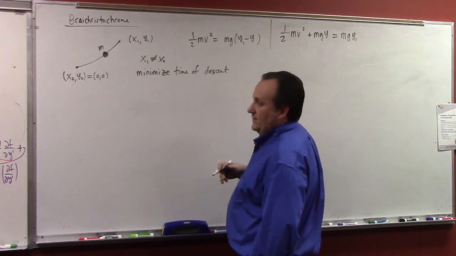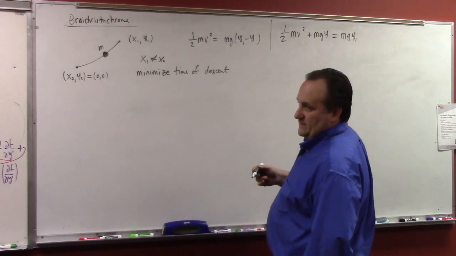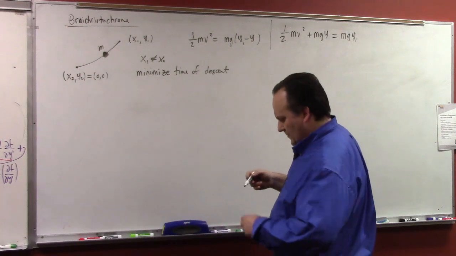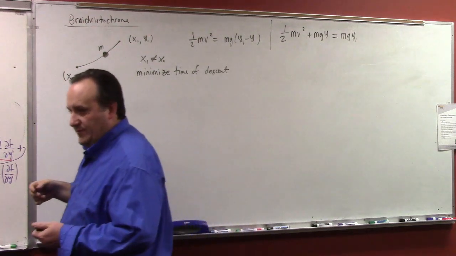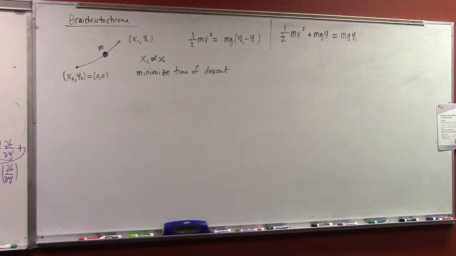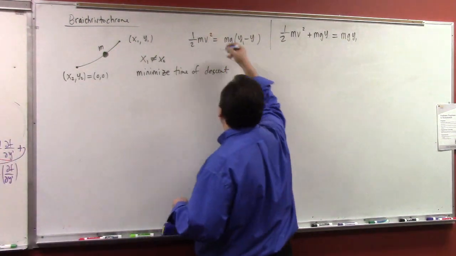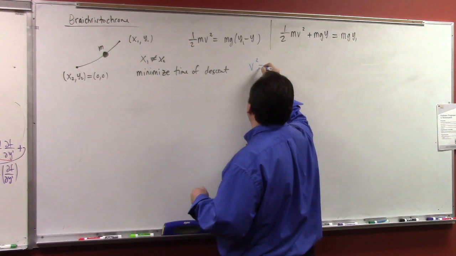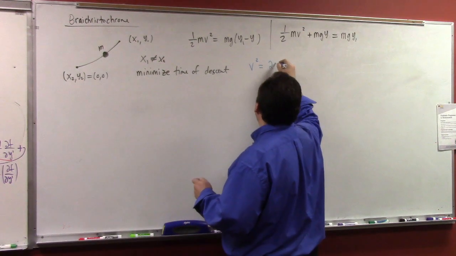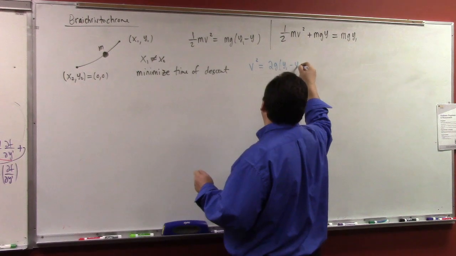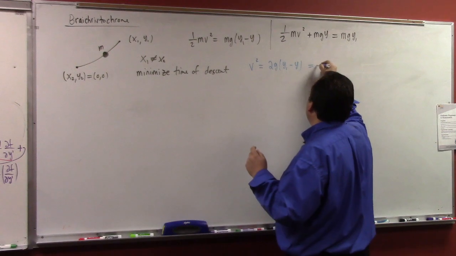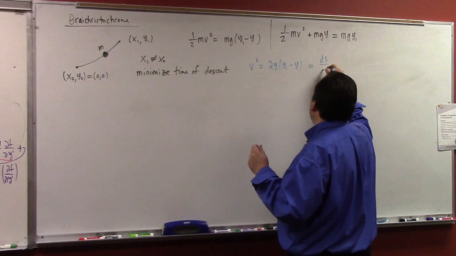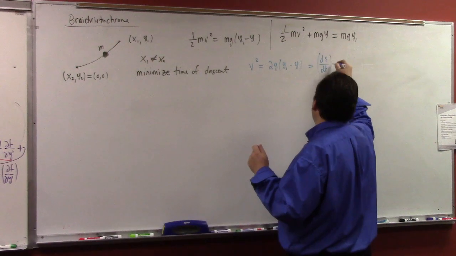All right, great. And we're trying to minimize the time of descent, right? So this is the problem that Galileo tried to solve, by the way. He thought the answer was a parabola. He's wrong. It's not a parabola, as it turns out. So you can cancel the m, right? And you've got v squared is equal to 2g(y1 minus y), right? But what is v? Well, v is ds over dt.